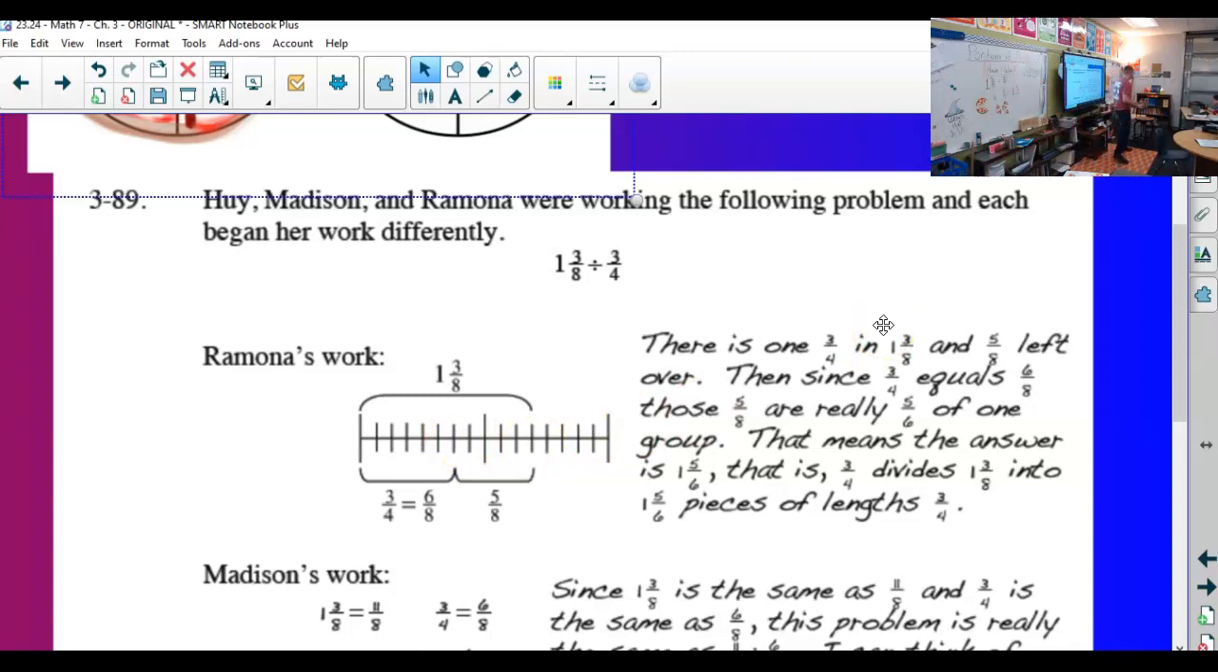Guys, I got some people just like drawing and totally off topic. This is one of the hardest things I'm going to ask you to do this year. Division with fractions is really complicated.